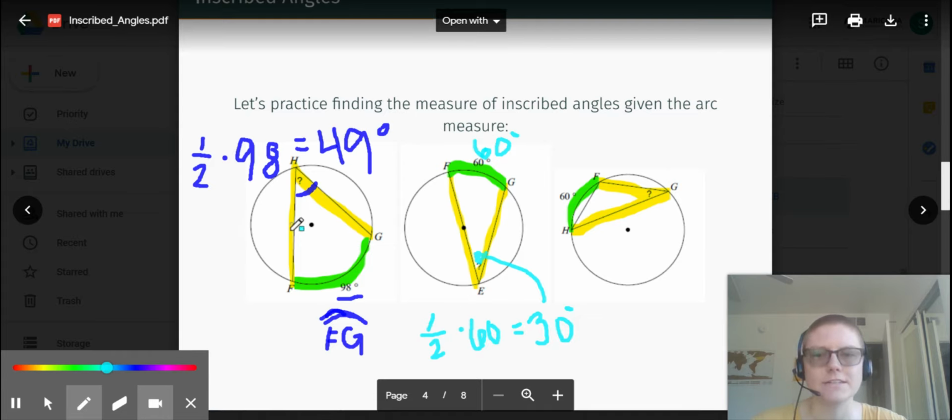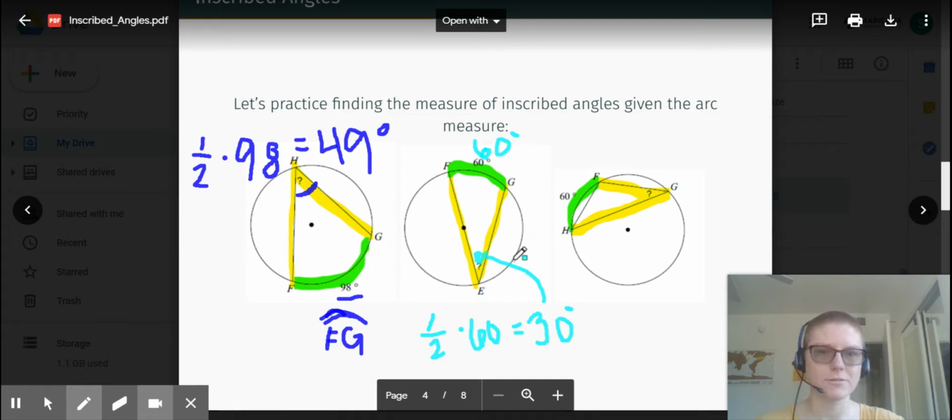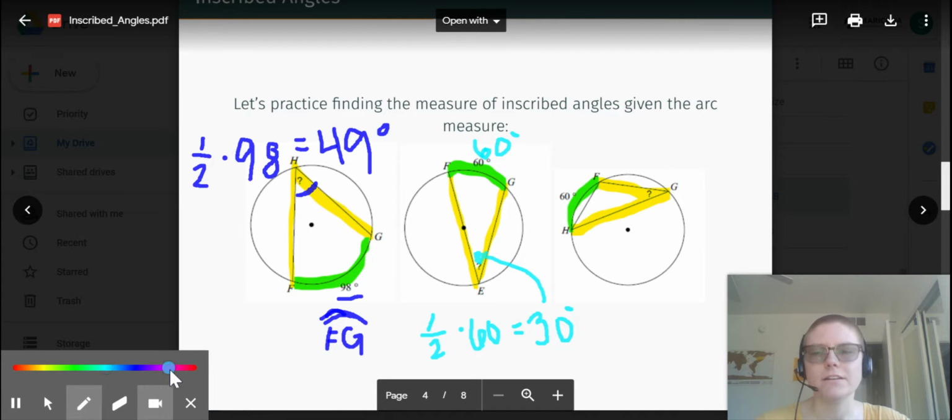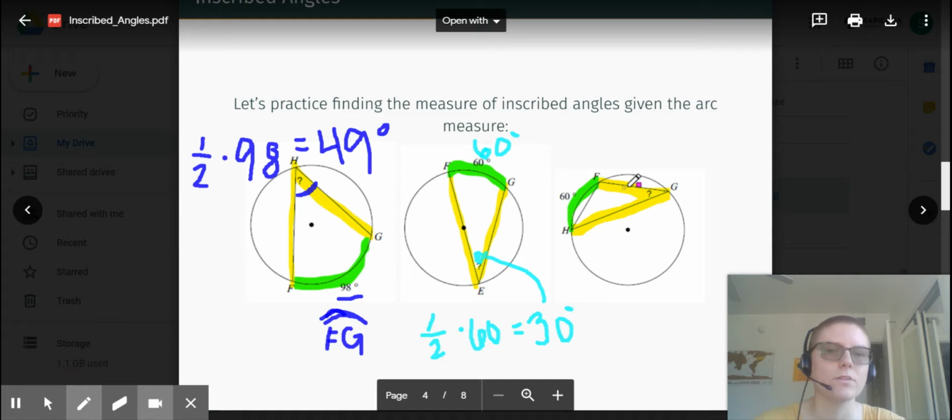All right, and you notice that I did one of each type of inscribed angle. The one with the center in the middle, the one with the center on a side of the angle, and then finally one where both sides of the angle are on the same side of the center. And this one, we've got the same measure of the arc. See, it's the same. So the angle is also going to be the same. It's also going to be 30.